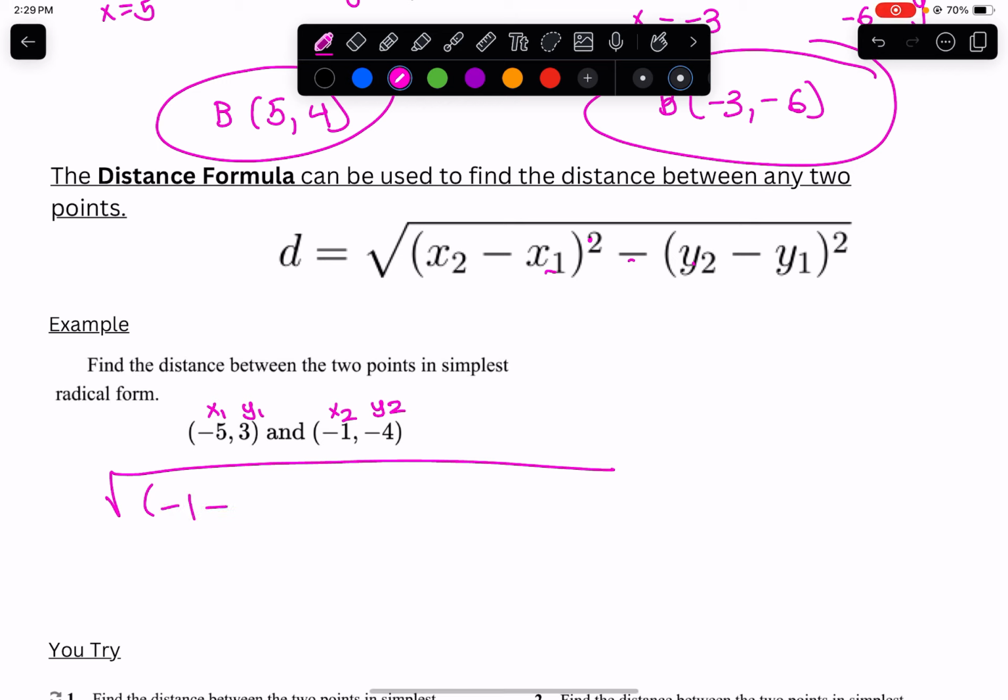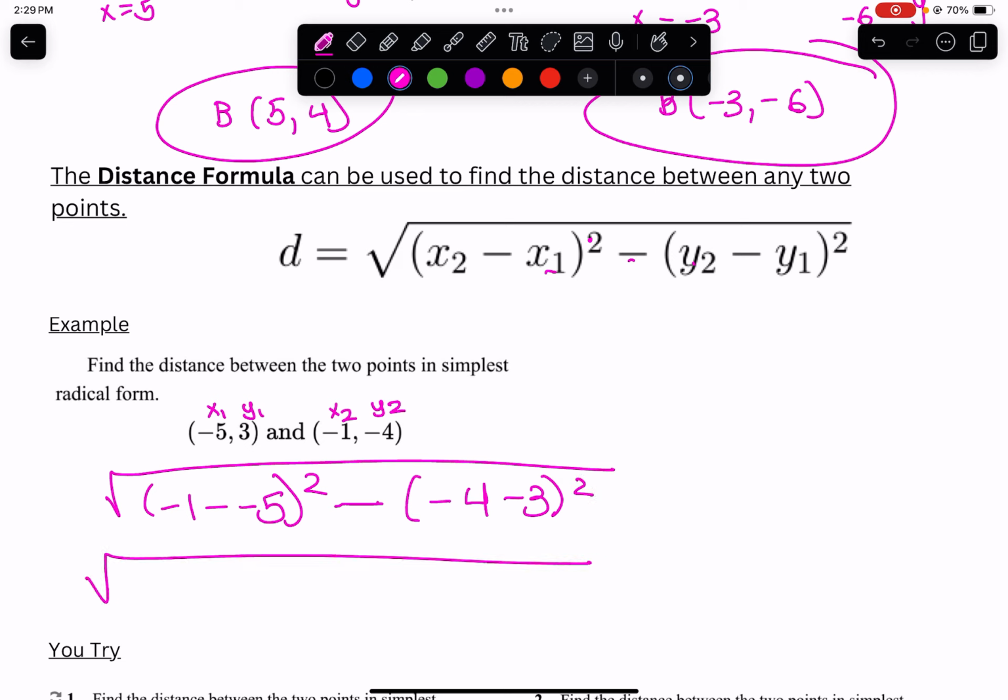So -1 minus -5 squared minus -4 minus 3 squared. So we have 16 minus -4 minus 3, well, hold on. Did I make a mistake? The distance formula. So there's a mistake here.